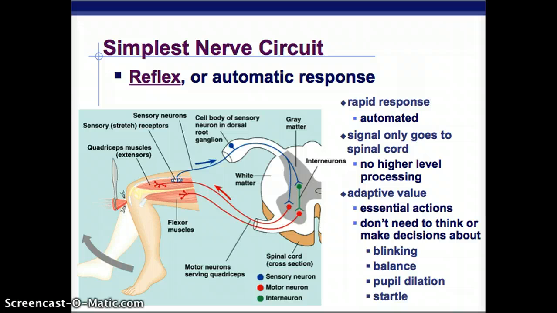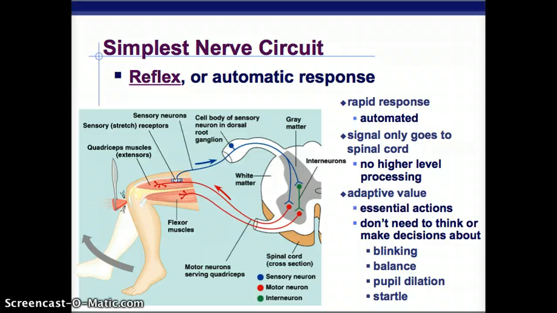Alright, so overall nervous system, let's walk through a few things. Simplest nerve circuit is a reflex, which is just an automatic response. Doctor hits your knee with the little rubber hammer, and it sends the signal. Rapid response, because it's automated. The signal goes straight to the spinal cord, doesn't go to your brain, doesn't even think about it. Just goes to the spinal cord, says, alright, kick. So it's just an essential action. You don't have to make decisions about it.